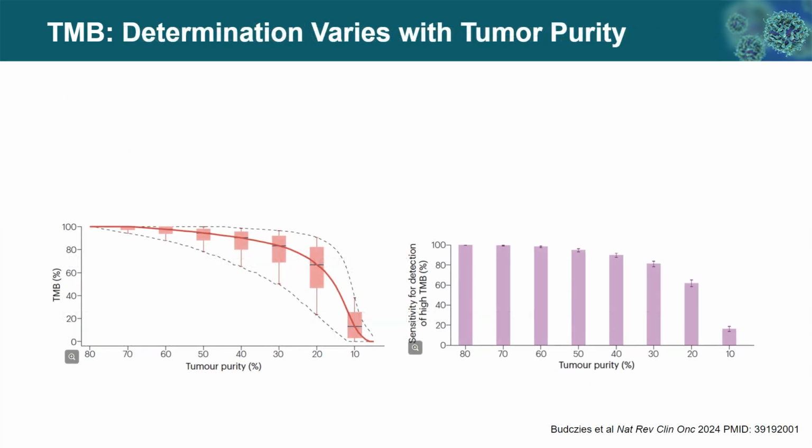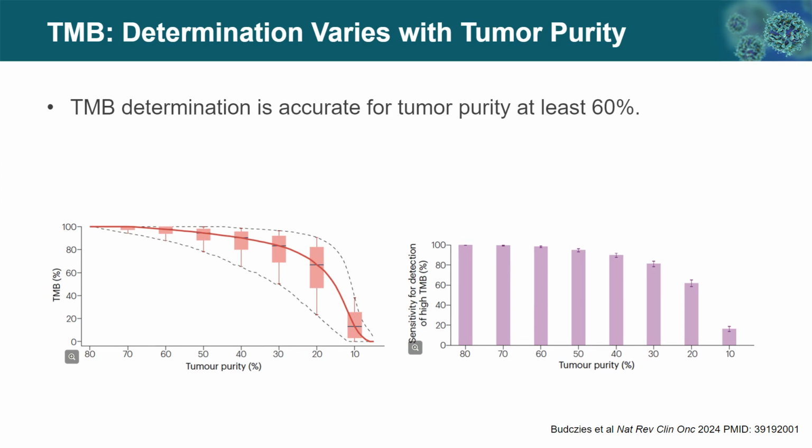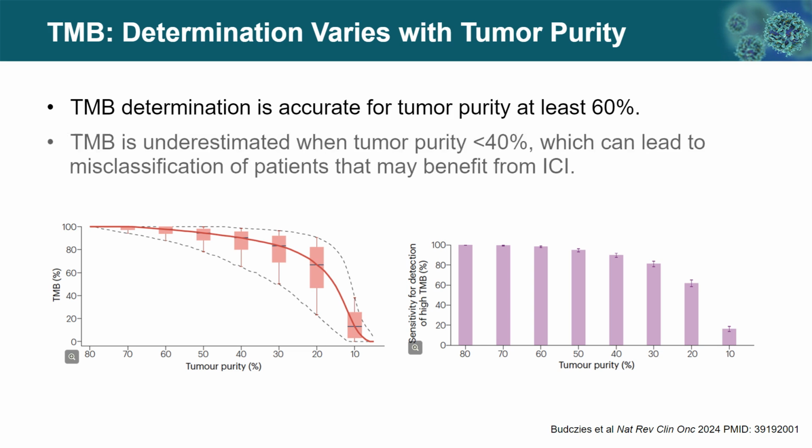TMB determination varies with tumor purity. TMB determination is accurate for tumor purity of at least 60%. TMB can be underestimated when tumor purity is less than 40%, which can lead to misclassification of patients that may benefit from ICI.